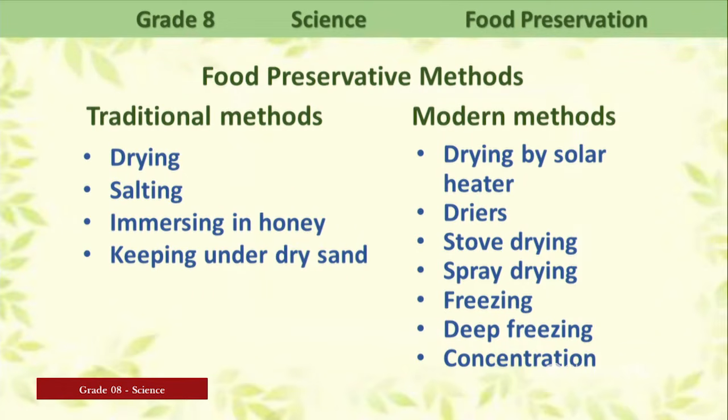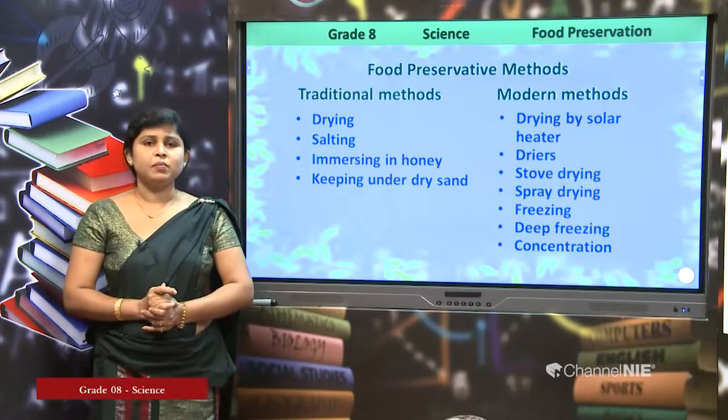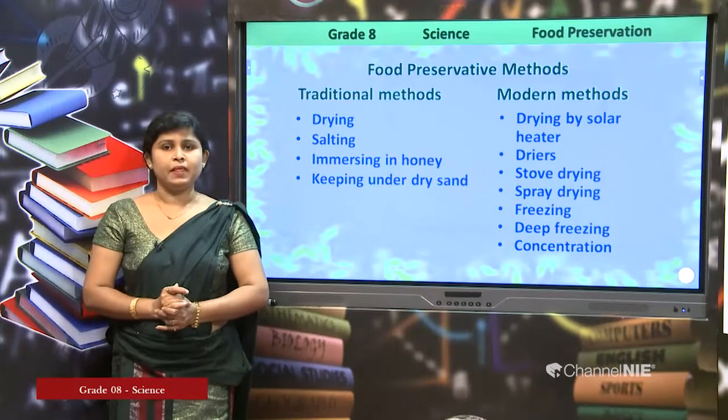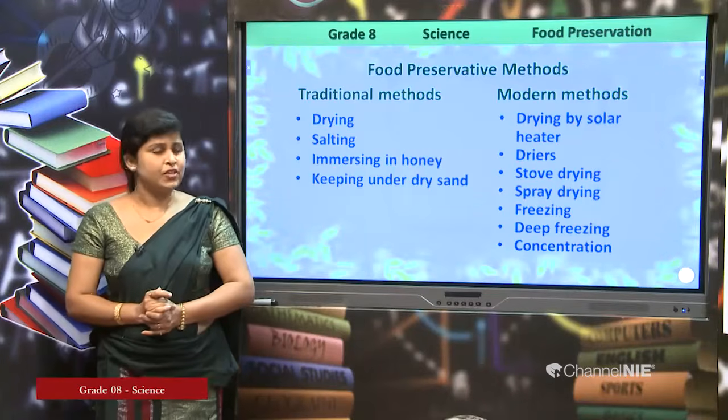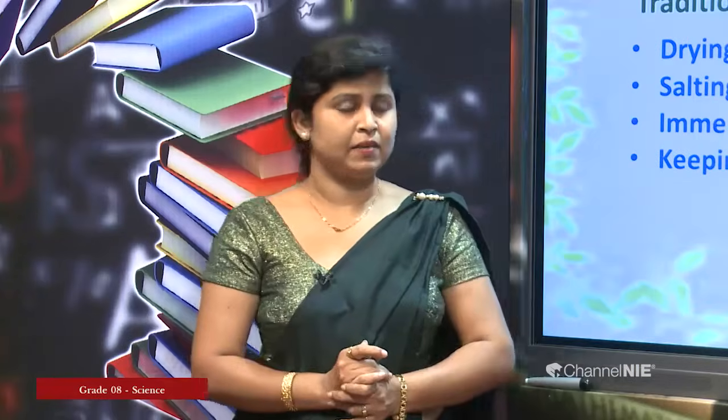Deep freezing and concentration. Let us see again: drying by solar heater, dryers, stove drying, spray drying, freezing, deep freezing and concentration. Right. Now, we have discussed different methods of food preservation. The methods can be grouped as traditional and modern methods. Now, let us see in detail.